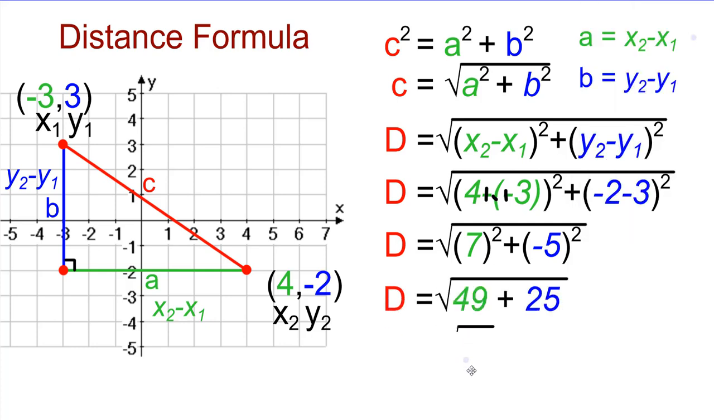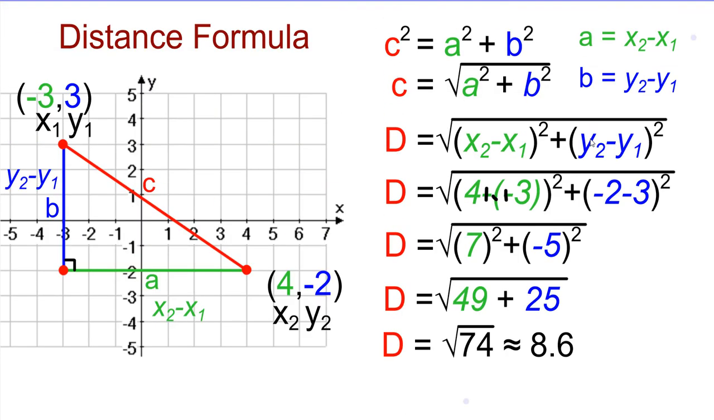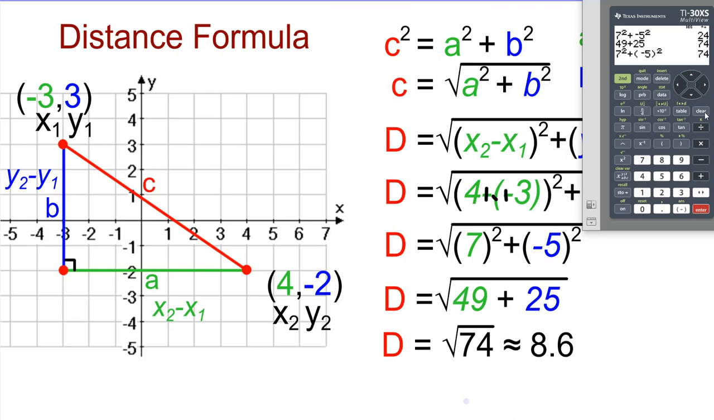All right, so when we do that, we get square root of 74, which is approximately 8.6. If we put that in the calculator, so 74, then we take the square root of that, so caret 0.5, which is going to give us 8.6 approximately.